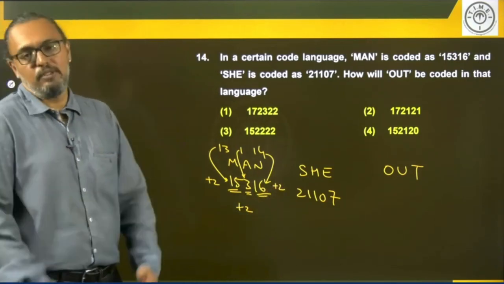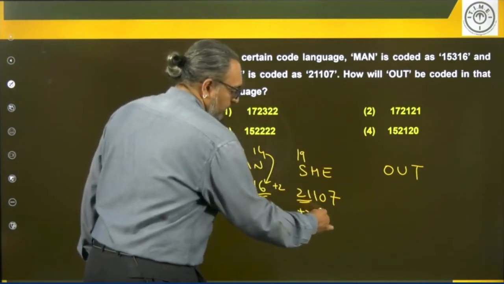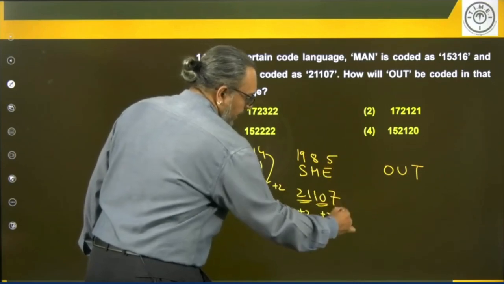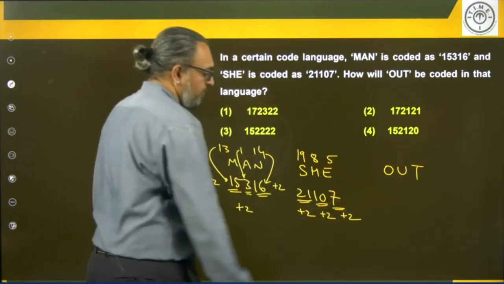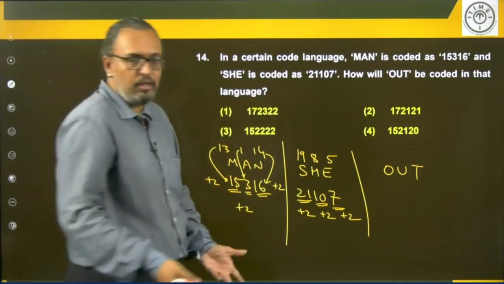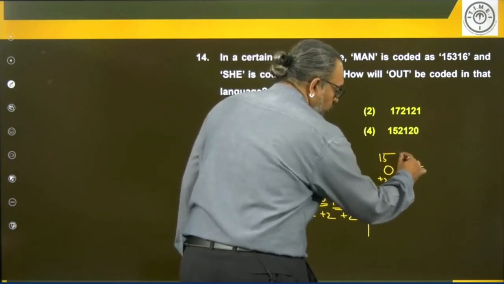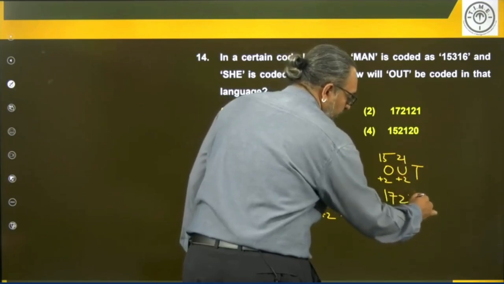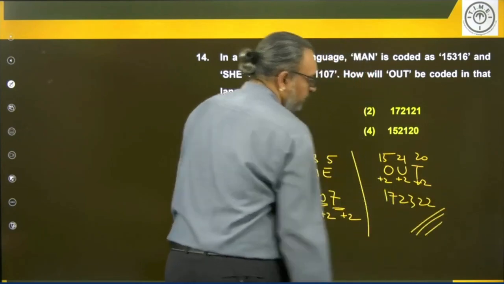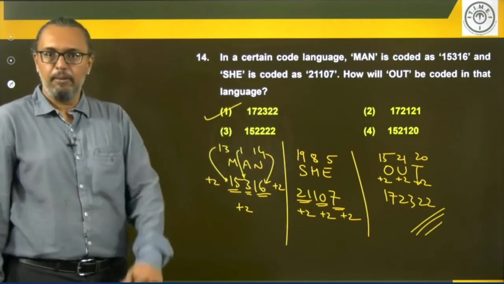They are put together. Same thing, S is 19, so plus 2 is 21. H is 8, again plus 2 is 10, and E is 5, again plus 2 gives you 7. Correct? That is my logic. So you take the place value, add 2 and put that number. So O is 15 plus 2, you get 17. U is 21 plus 2, you will get 23. T is 20 plus 2, you will get 22. So this is going to be my number 17, 23, 22. That is there in the first option.